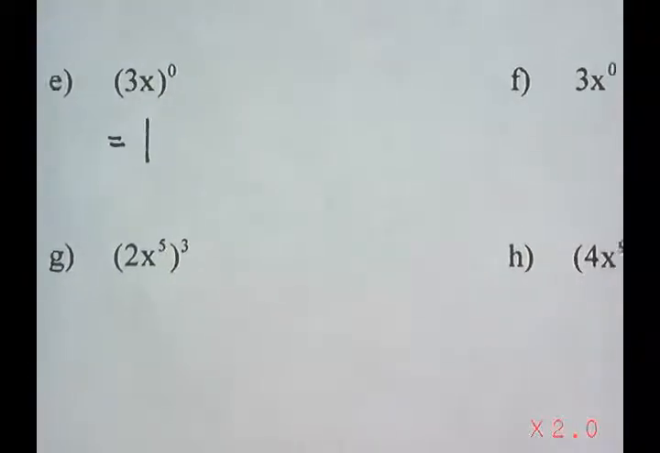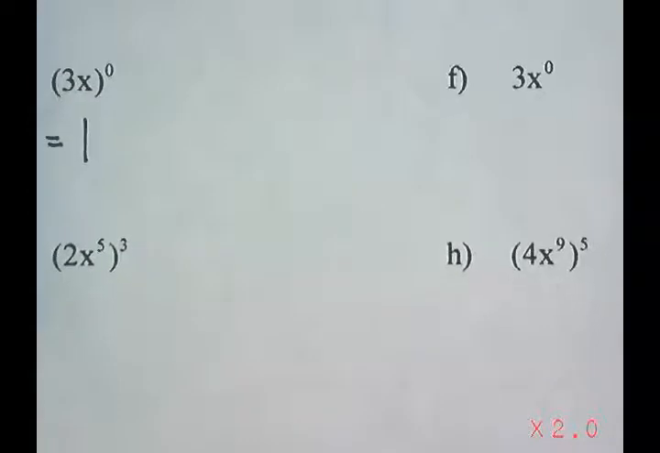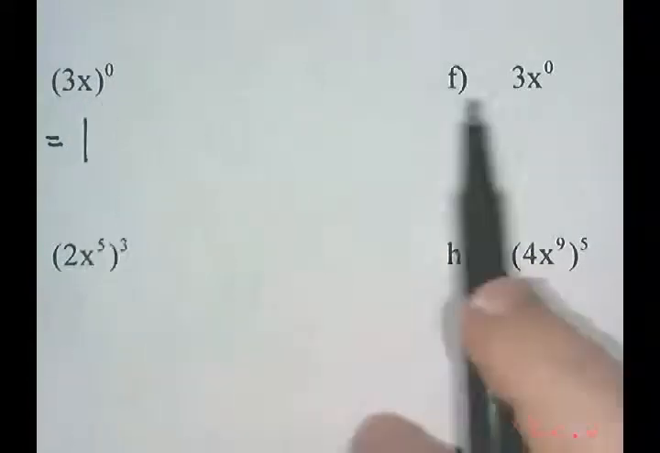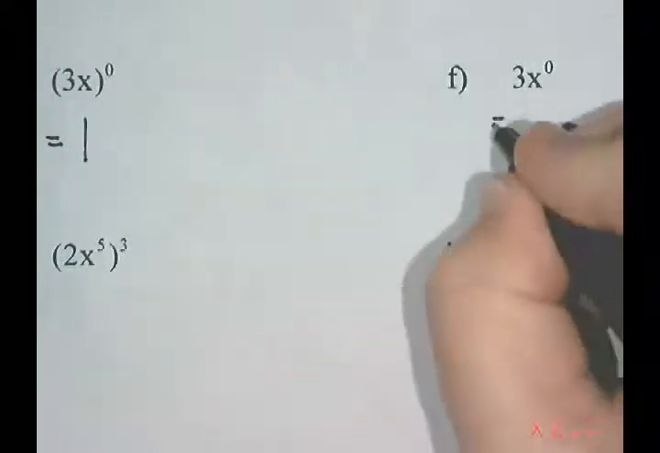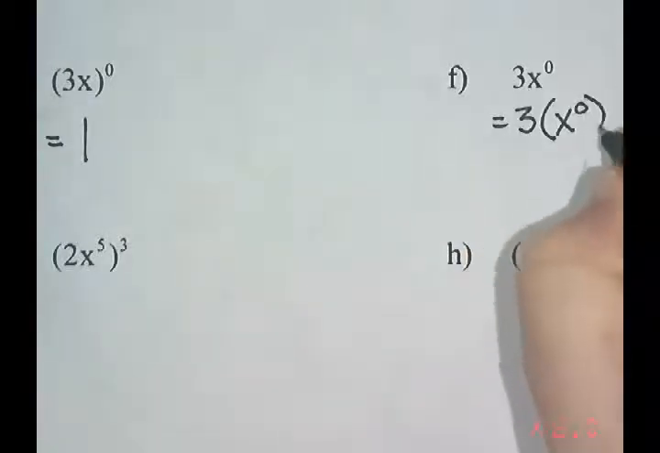Now the next one is a little bit different. You'll notice this one does not have a bracket. It is 3x to the power of 0. This is not the same thing as this. This is actually the same as 3 times x to the power of 0.